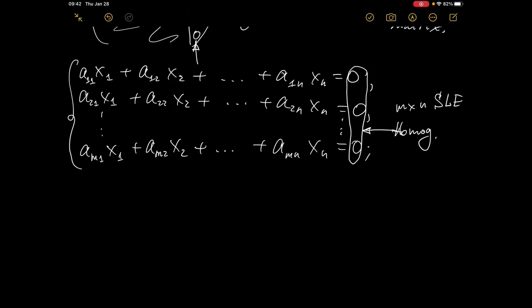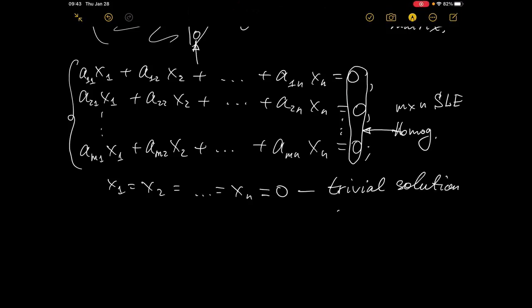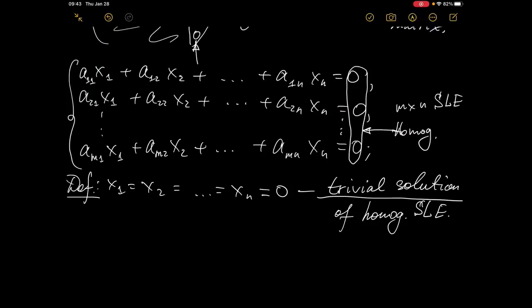Could you please tell me, is this system consistent or not, regardless of coefficients? Yes. Okay. So could you tell me what will be the solution? Solution could be zeros. Yes, exactly. So x1 equals to x2 equals to and so on equals to xn equals to 0. This is the so-called trivial solution of a homogeneous system of linear equations. So you can say that it's the definition. Okay, great.